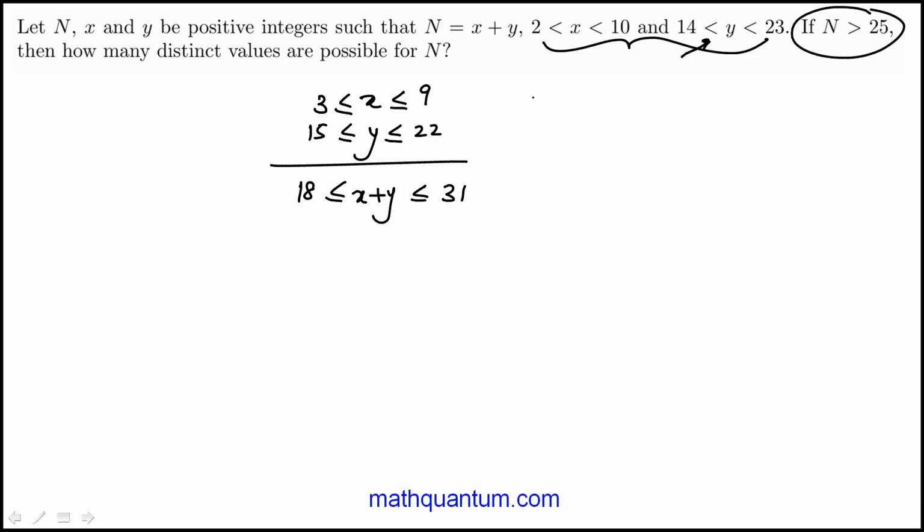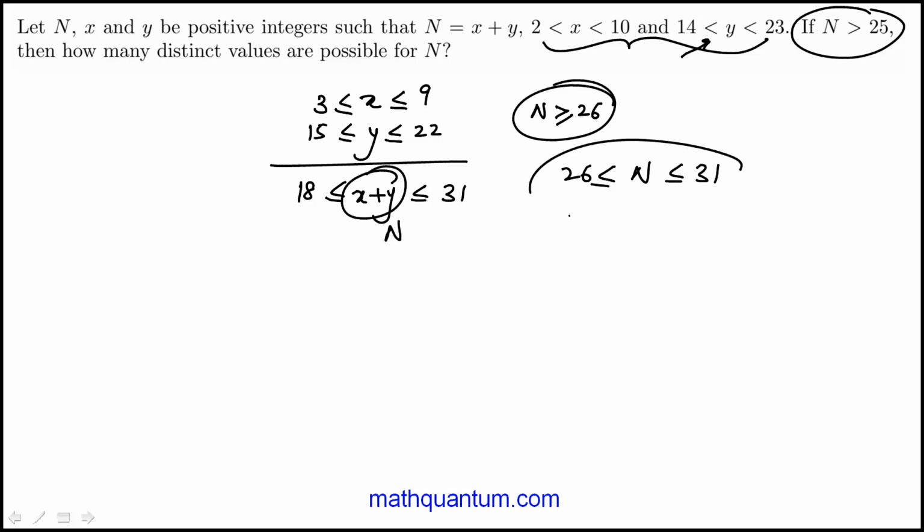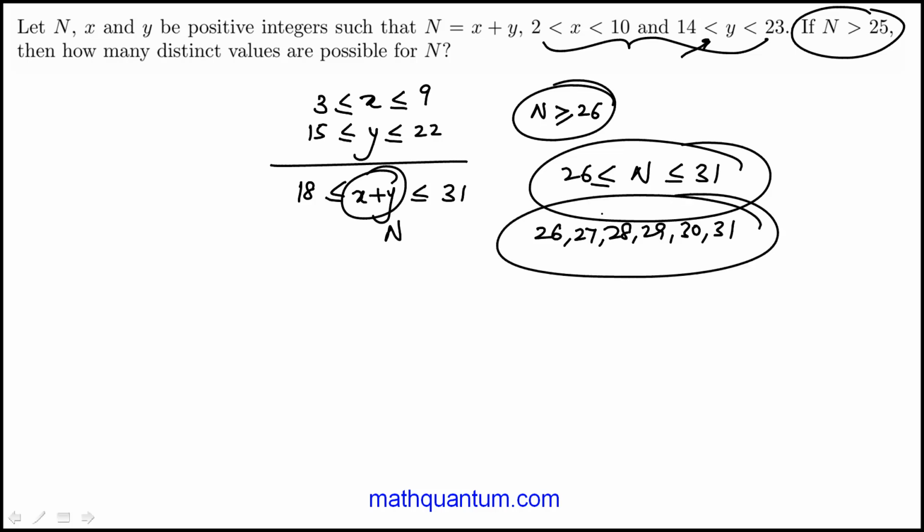Now this condition, n is greater than 25, is equivalent to n is greater than or equal to 26. So our simplification is n can take on any values between 26 and 31 inclusive. So the possible values are 26, 27, 28, 29, 30, 31. It's just these 6. So the answer is 6.